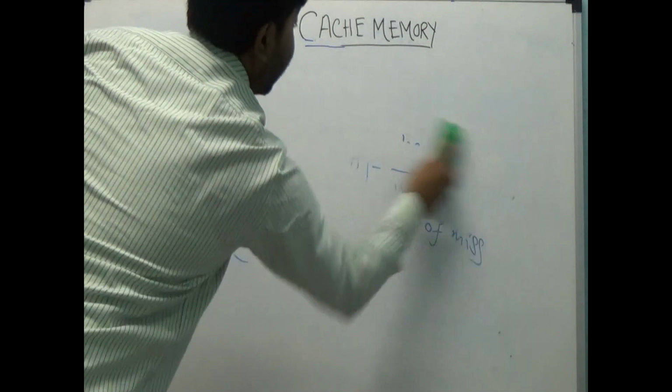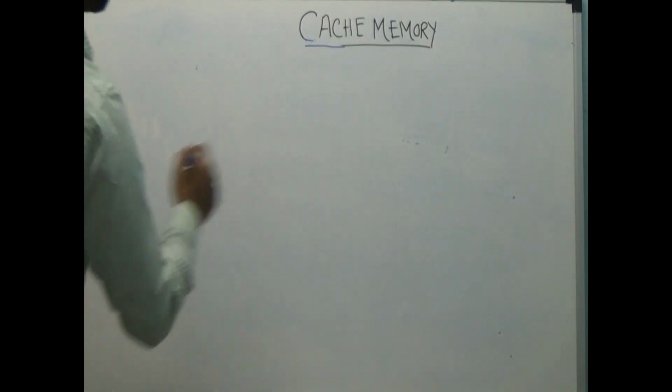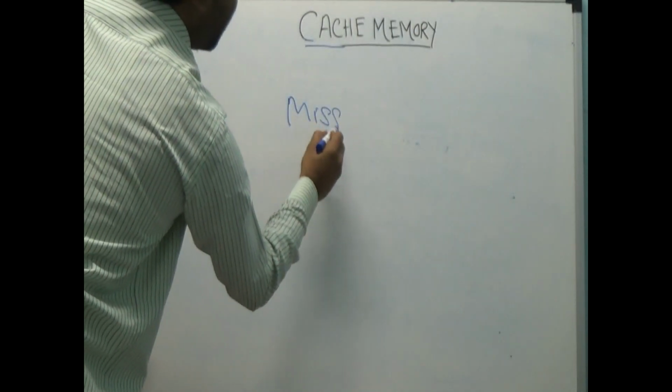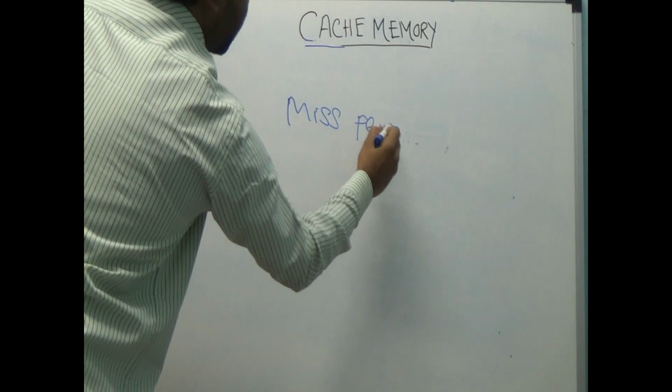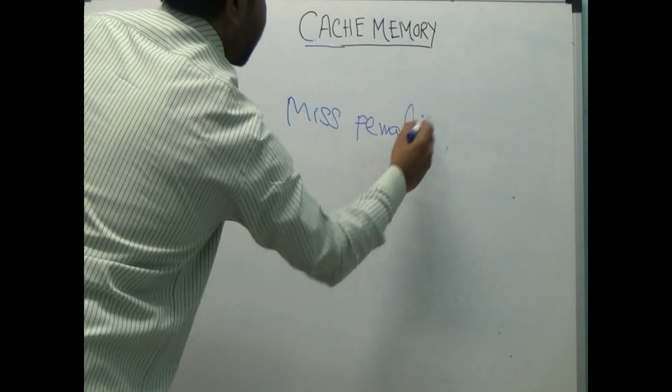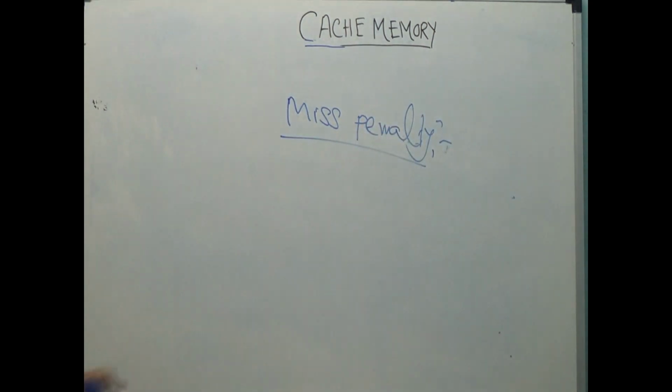Next we will come to what is miss penalty. The definition of miss penalty is the extra time needed to bring the data into the cache from the main memory is called miss penalty. That is the definition of miss penalty.